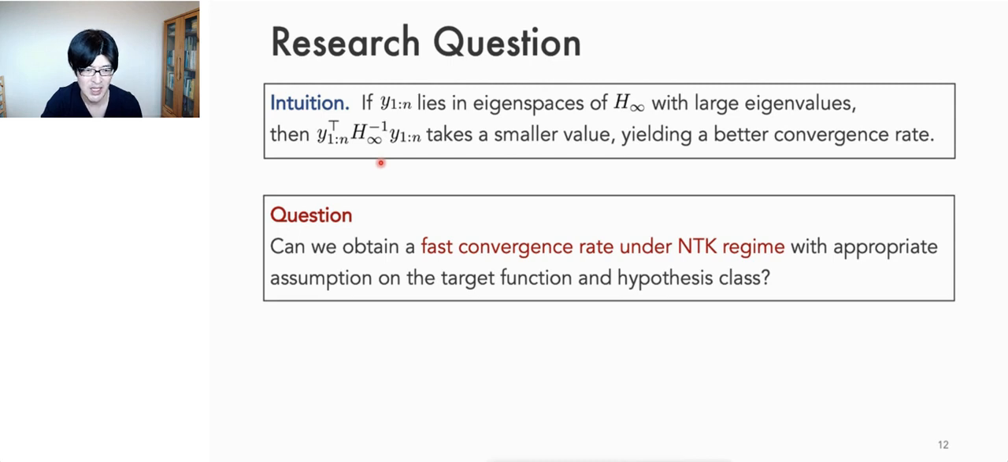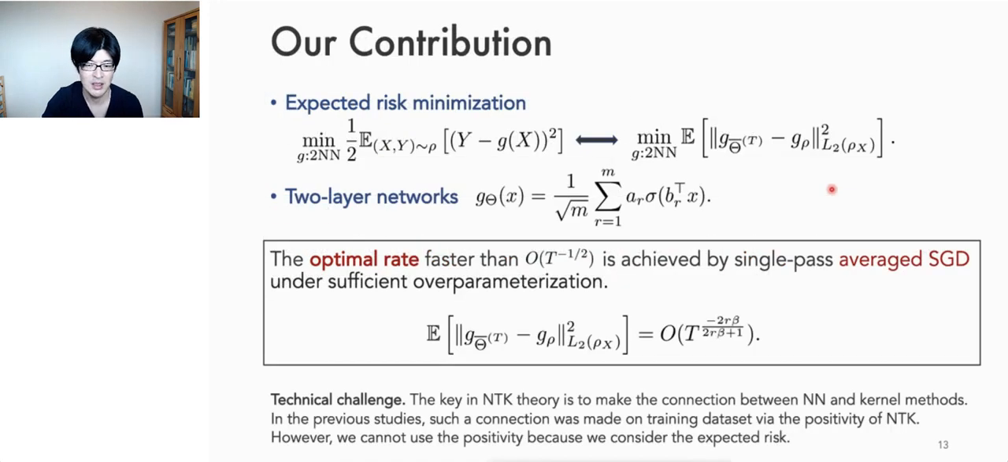In summary, our question is, can we obtain a fast convergence rate with appropriate assumptions on the target and hypothesis functions? And we answer this question in this study. Here is a brief overview of our contribution. We aim to minimize the expected square loss. And the problem is equivalent to approximating the Bayes rule, which is a minimizer over all measurable functions.